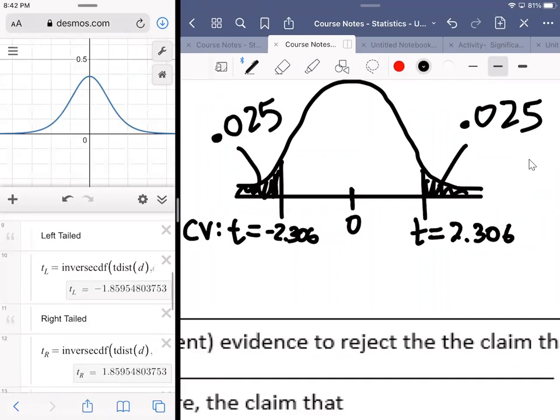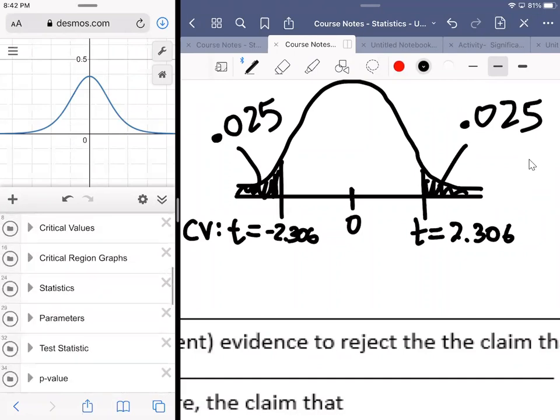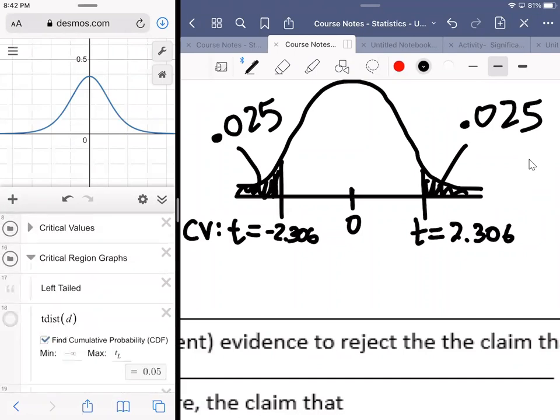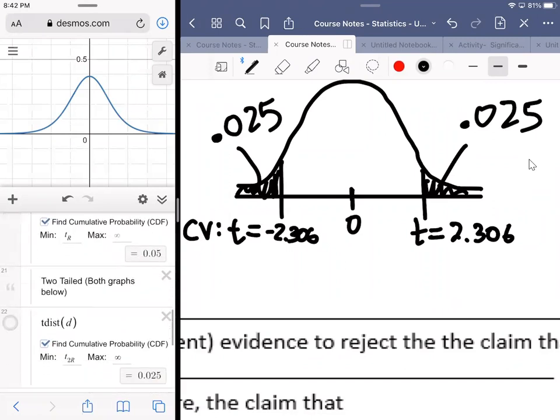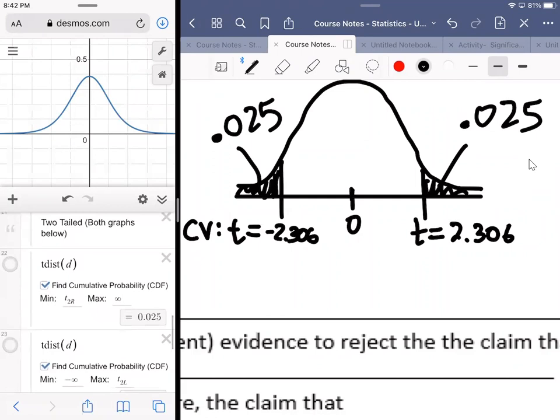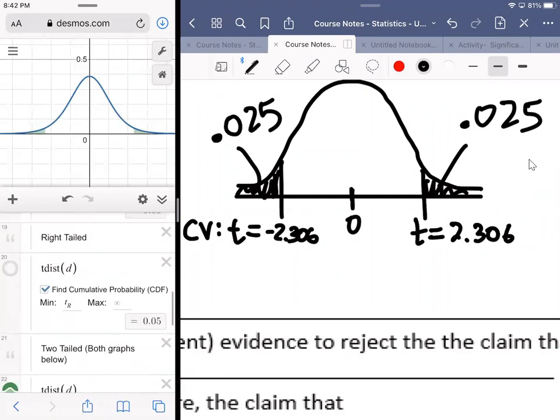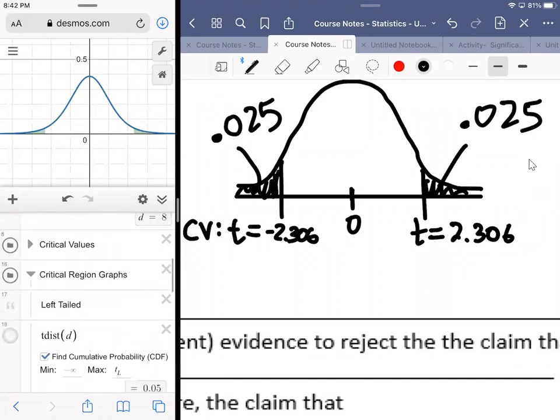Once I have those, I shut that folder up. Critical regions, again, go down to two-tailed. We need both of these. See both graphs below. Tap them both on. We'll shade them for you. Then shut this one. I mean, it's weird to say it, shut this one up, but that's what it is. I want to shut it and I want it to go up.